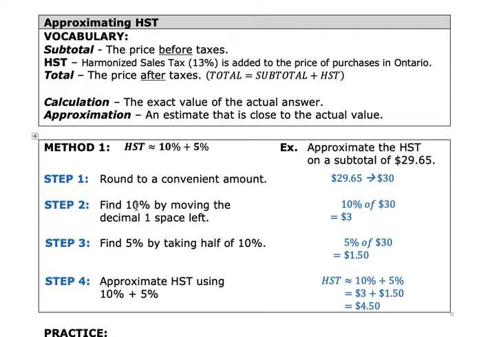So our strategy is to find 10% and then 5%. So step 3 naturally is to find 5% by taking half of 10%, which we just did. So half of $3 is $1.50. Just two equal groups. Once we have our two components, 10% and 5%, we can approximate the HST. So add those values that we calculated together, $3 and $1.50, and we get our total $4.50.